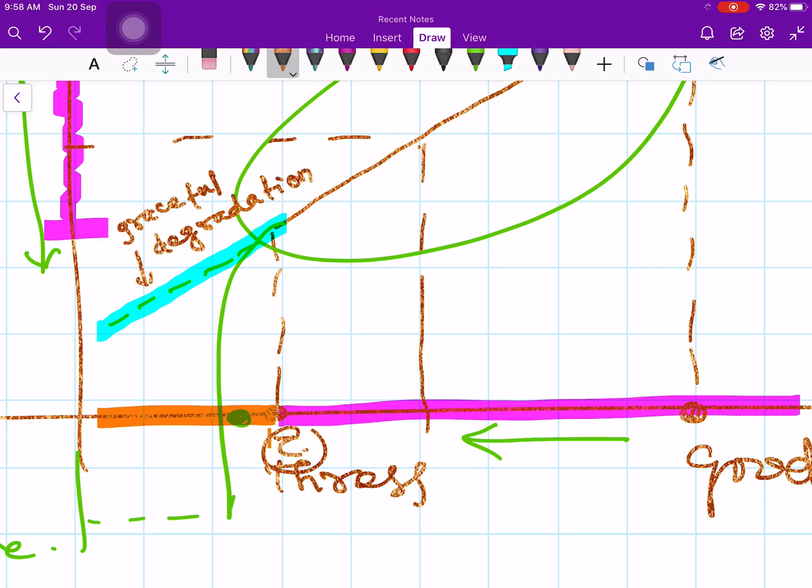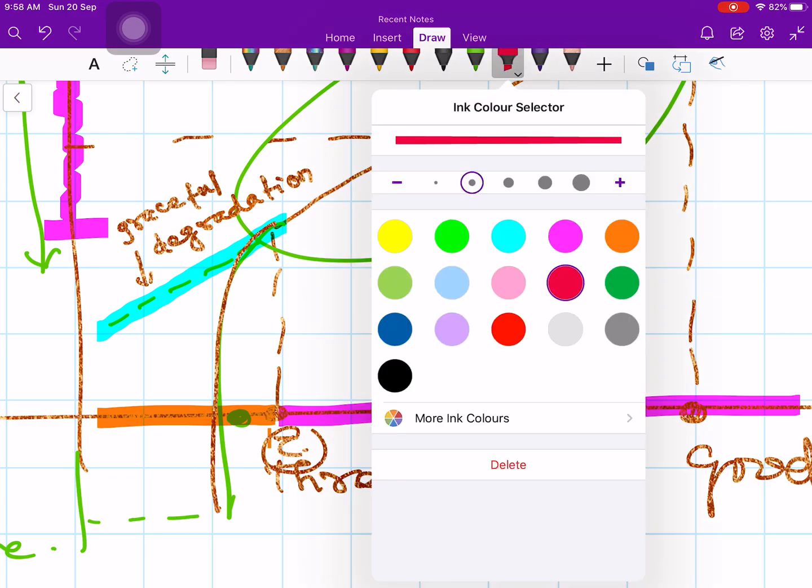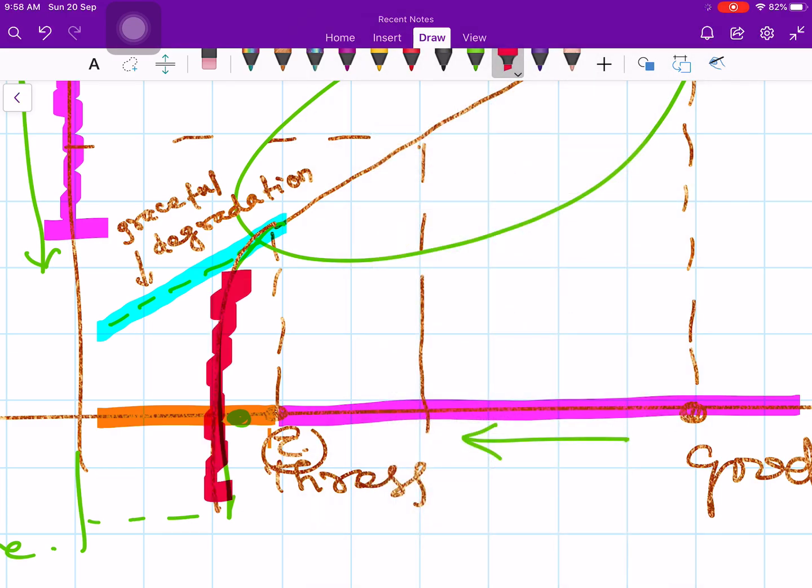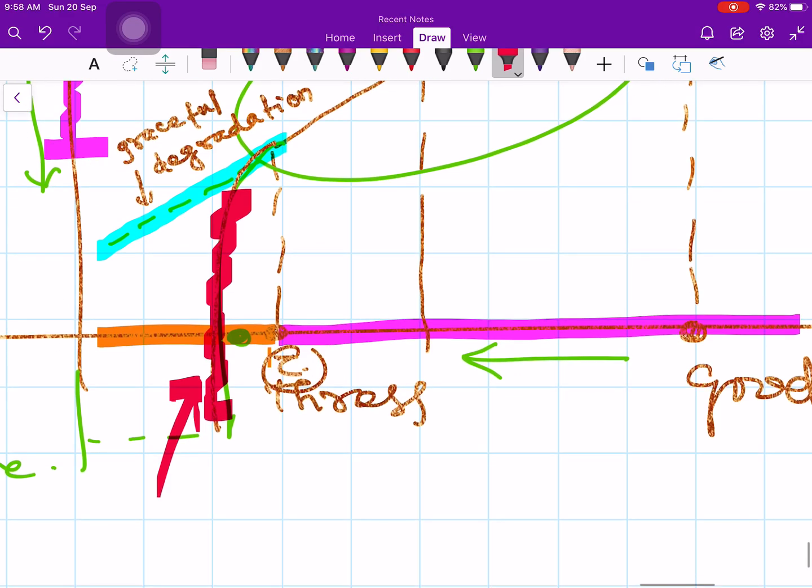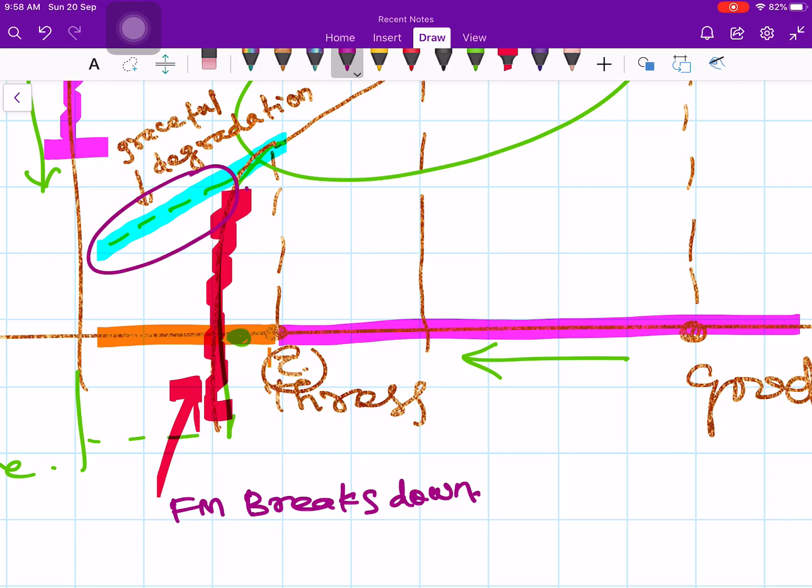Instead of falling gracefully, it suddenly starts to behave like this, it goes like this, it goes like this. So this is breaking down, your FM system breaks down. It behaves extremely badly. It suddenly starts to behave like that. The output SNR becomes much smaller than the linear decrease. See, this is my linear decrease, right? It becomes like this. So that is the threshold effect.